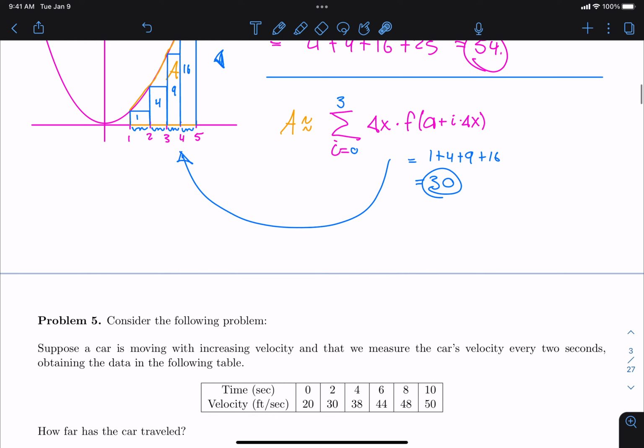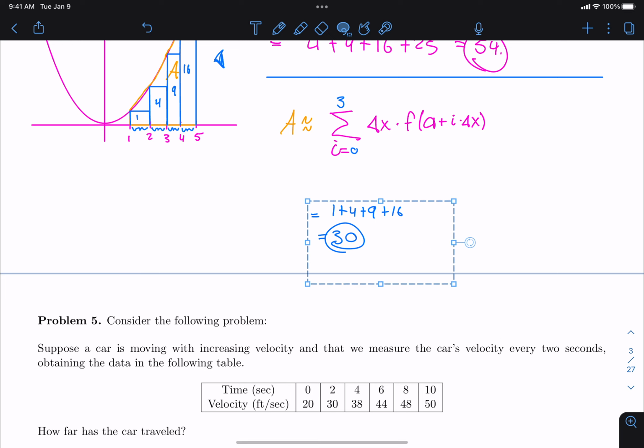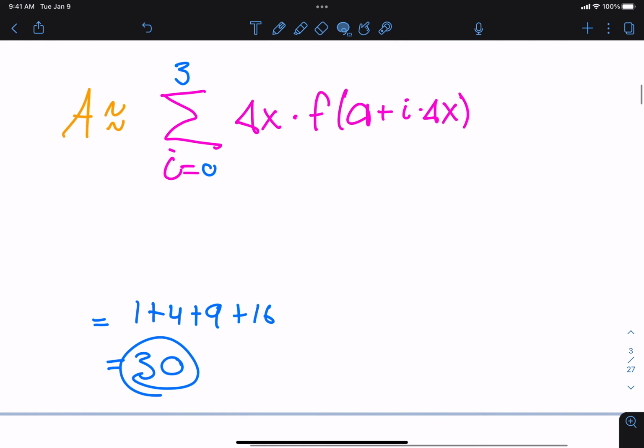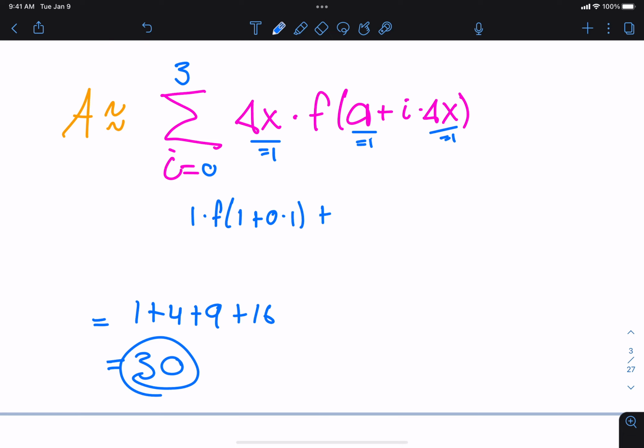Sure. Here's what it would look like. You're going to let i be 0 first. Delta x, remember, is 1, and a, remember, is 1. So we would do 1 times f of a, which is 1. And then I'm going to add i, which is 0 first, times 1. And then 1 times f of 1 plus, now i is going to be 1.